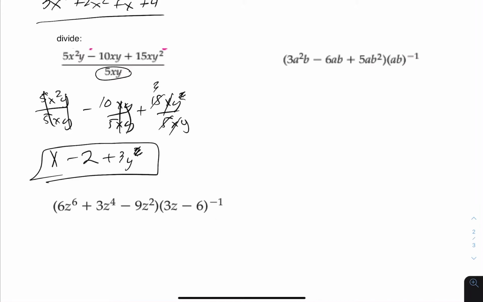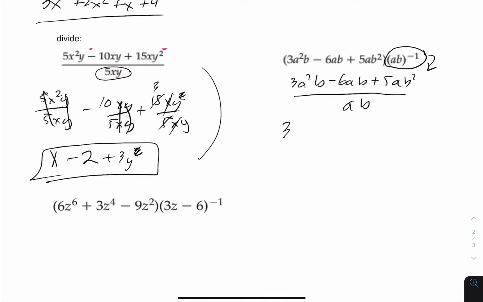Over here, remember, I talked about this a second ago, but not very well. Minus 1 just means flip it to the bottom. So it's the same thing as saying this. Like that. And then now you just split it, just like we did the one right here. 3a squared ab over ab minus 6ab over ab plus 5ab over ab. Reduce ab.